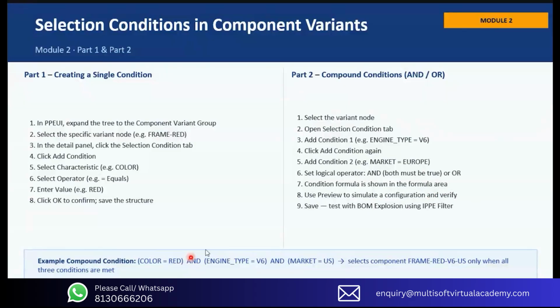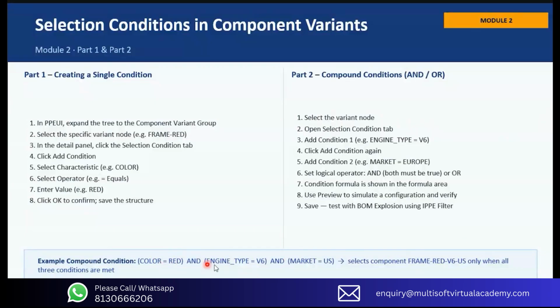Color is equal to red. So here, that is not an engine type and market they use, but another example here is color is equal to red, engine type is equal to V6. Okay, this is a complex combination here. Color, engine type, market. Three things they are using here.